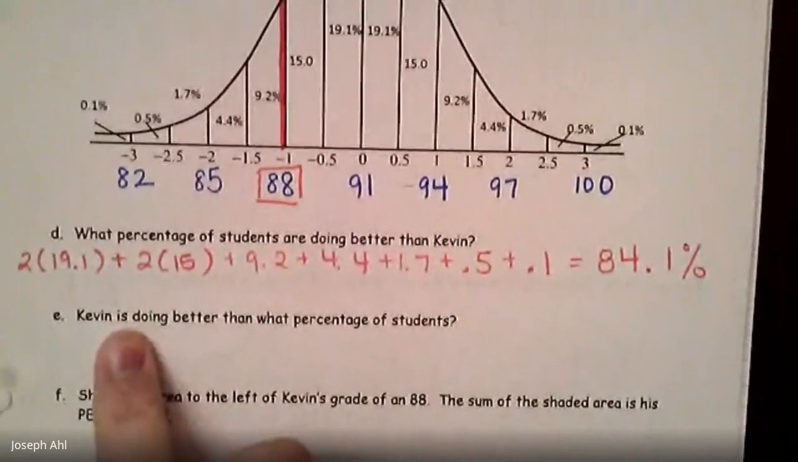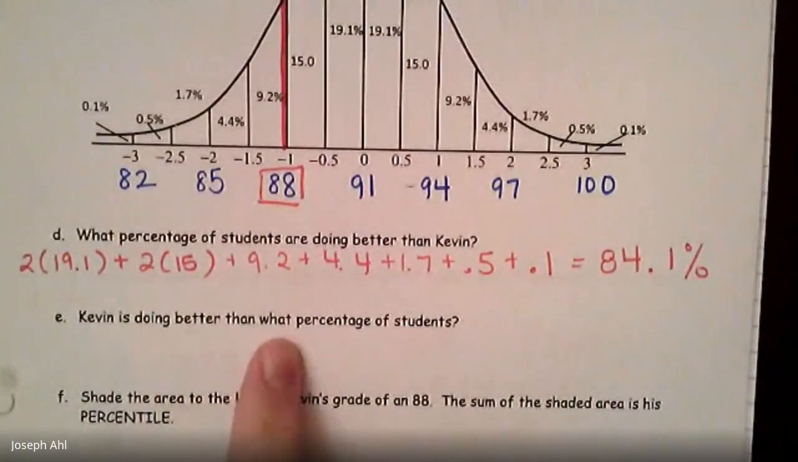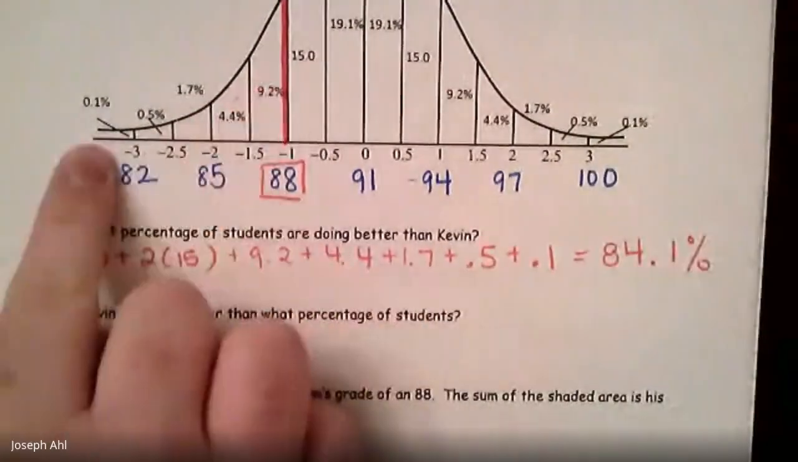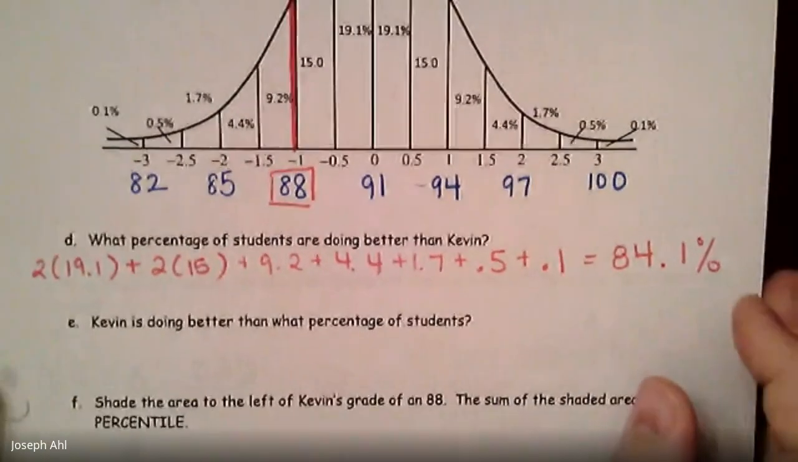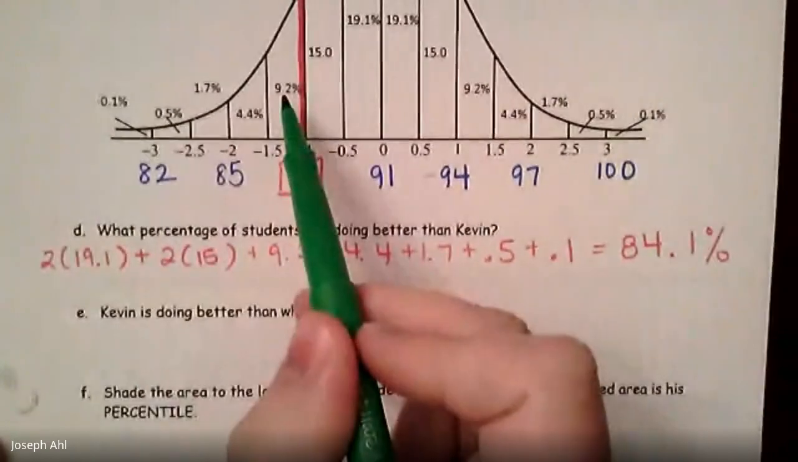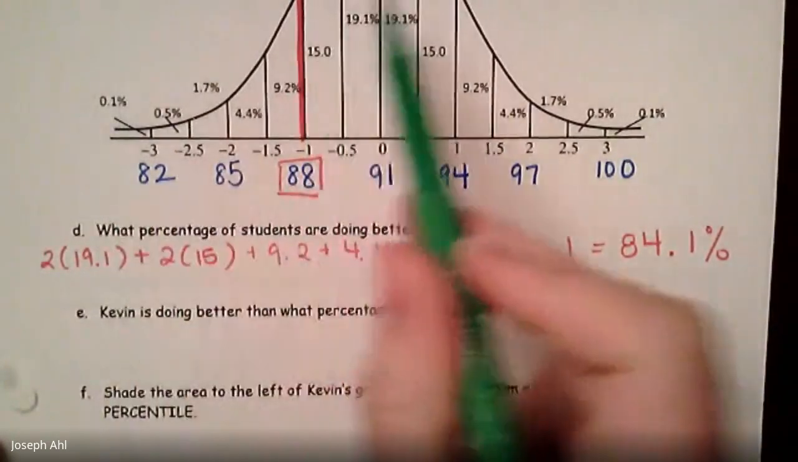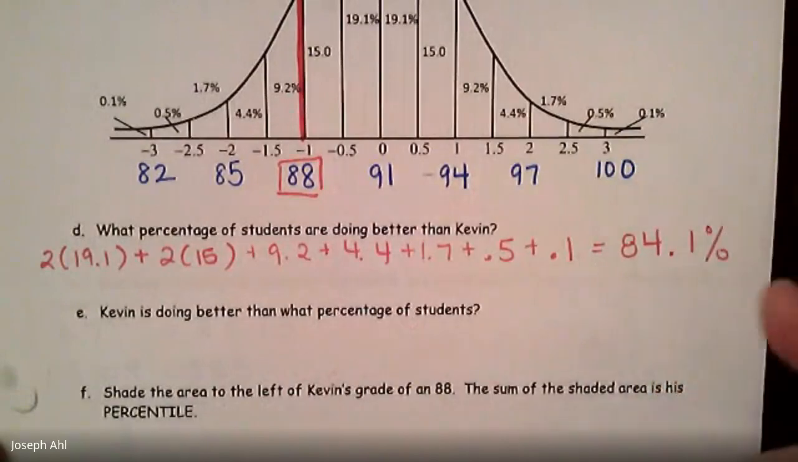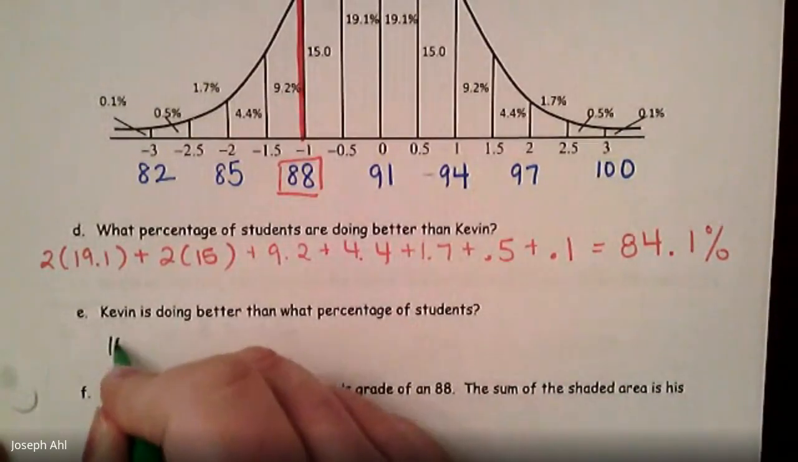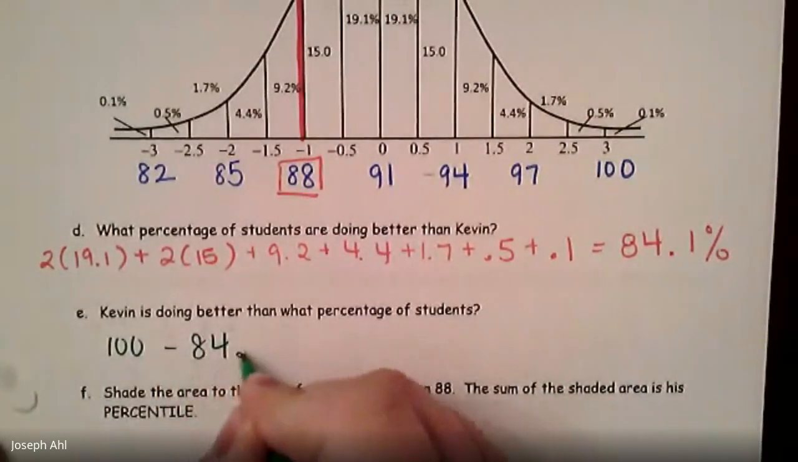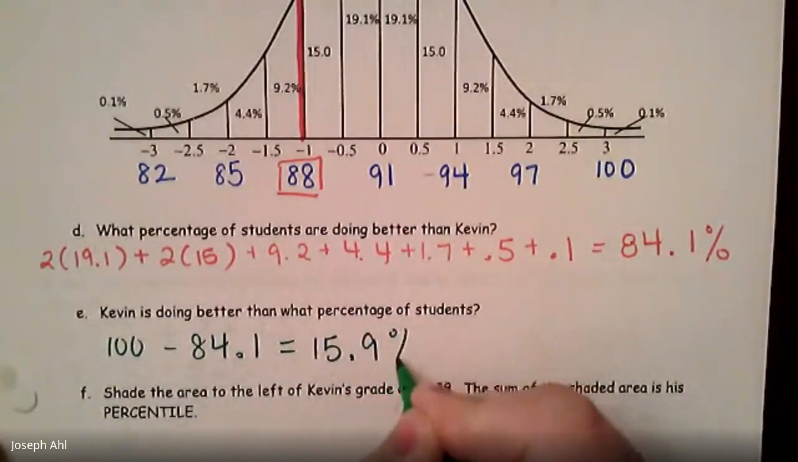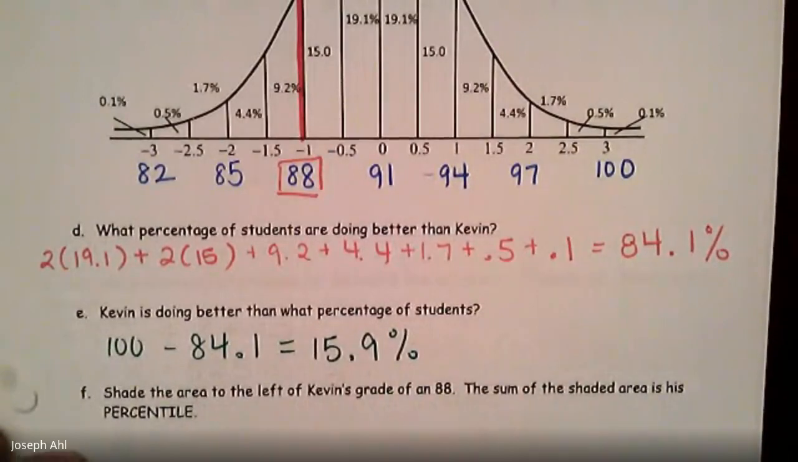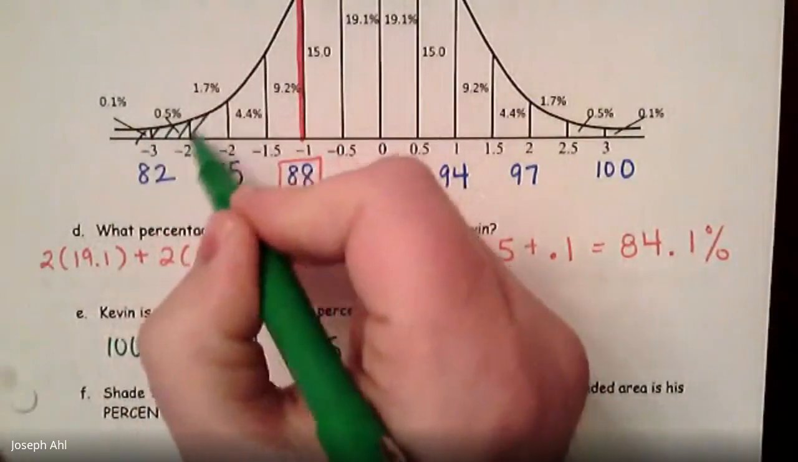So then the next part is, well, what was on the other side? Kevin is doing better than what percentage of students? So who falls below Kevin? You can do one of 2 things. If you want to know who's got a score less than Kevin, you can add up all these percents, but all the percents underneath this normal curve have to add up to 100%. So you could also simply calculate 100% minus the 84.1% to get a total of 15.9%. So what this means is, to shade the area to the left to show that percentage there, okay?